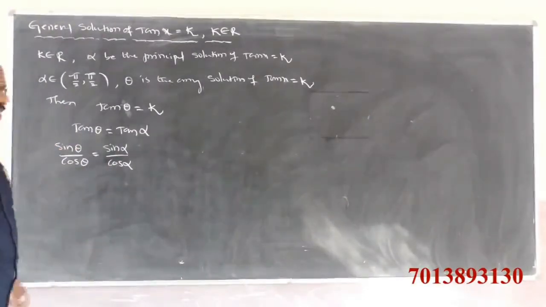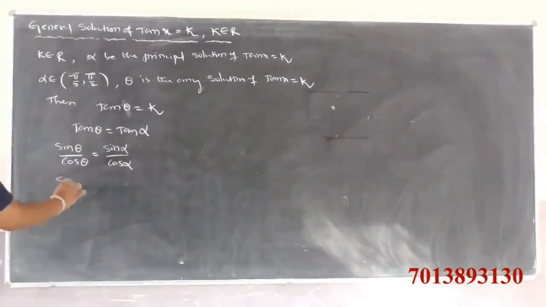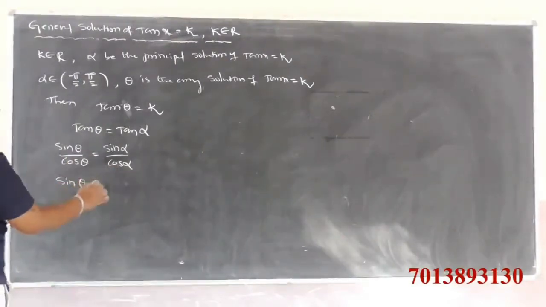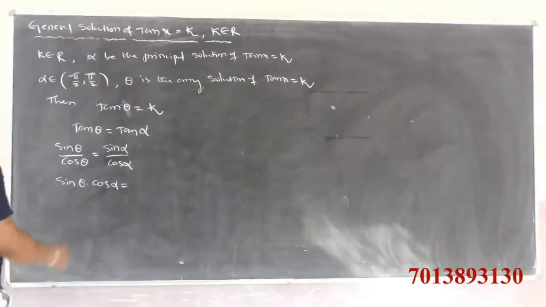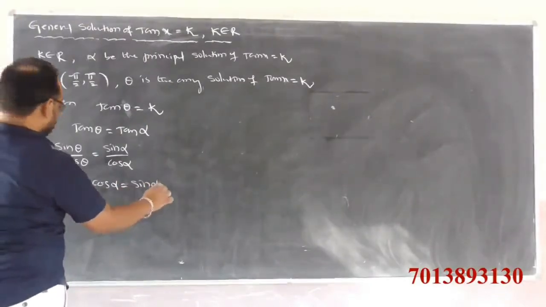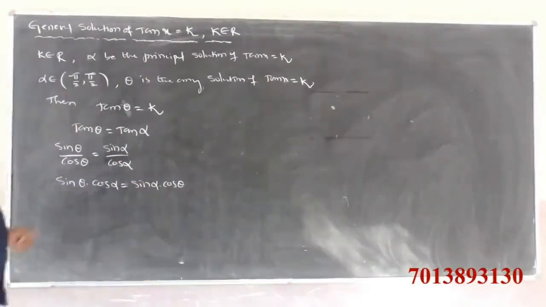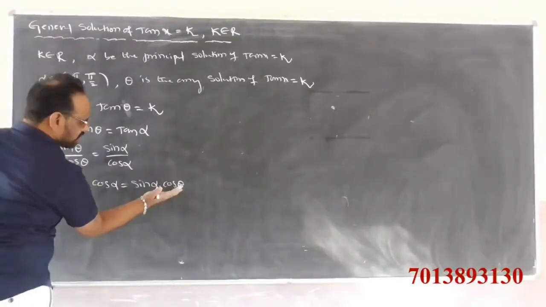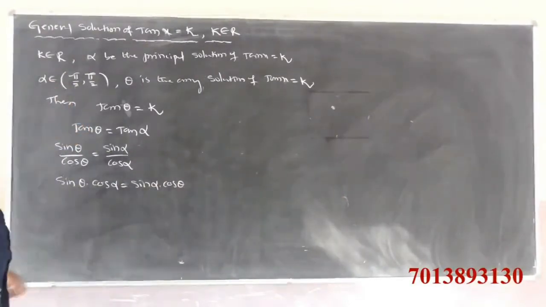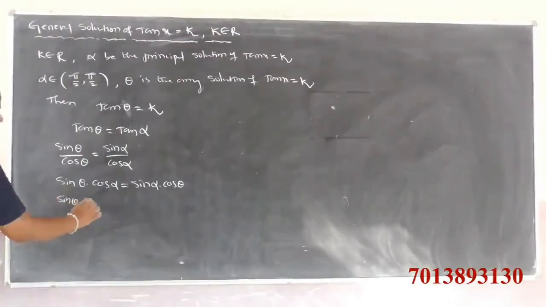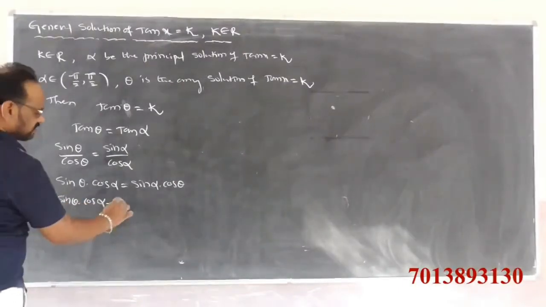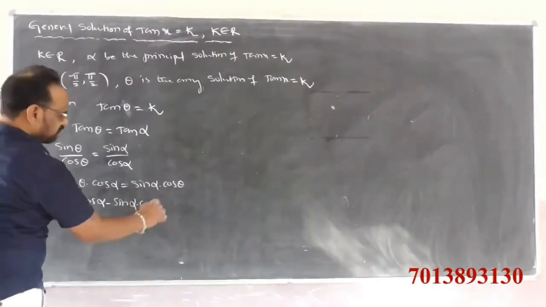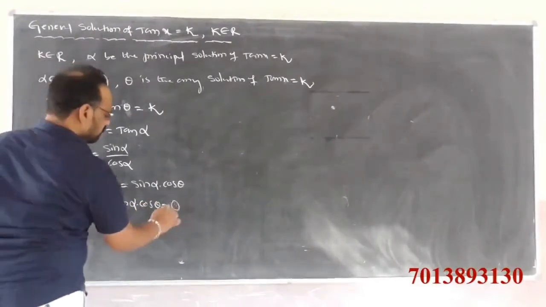If we do cross multiplication, we get sin theta into cos alpha equals sin alpha into cos theta. Transposing the sin alpha into cos theta term from RHS to LHS, it becomes negative. That is sin theta into cos alpha minus sin alpha into cos theta equals 0.